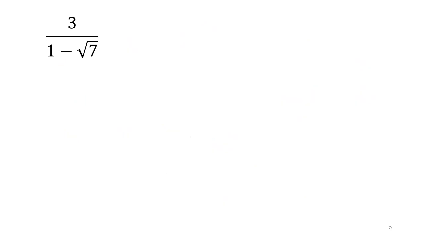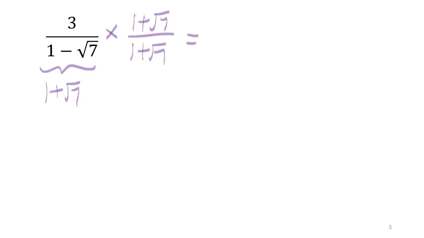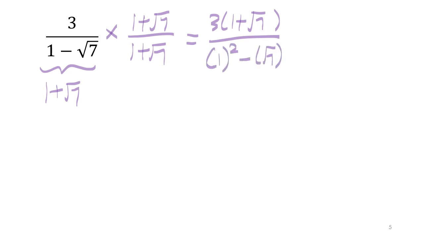Back to the previous example, right? So the conjugate surd for 1 minus square root 7 will be 1 plus square root 7. So I'm just going to multiply with 1 plus square root 7 at the numerator, and 1 plus square root 7 at the denominator. And let's see what happens. Okay, so that will give us 1 squared minus bracket square root 7 close bracket squared.